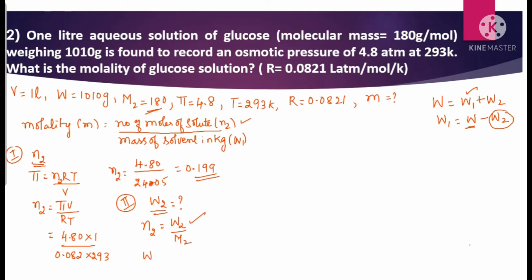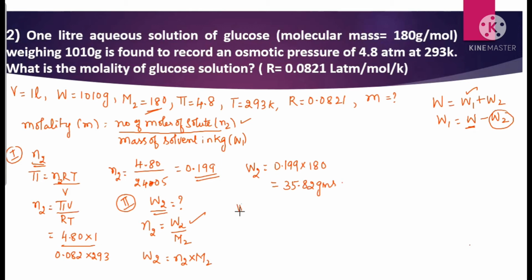So W2 is equal to N2 into M2. Now substitute the values, students. W2 is equal to, what is N2? 0.199 into, what is M2? It is 180. So what's the answer? That is 35.82 grams. Understood, students? Now the third step.